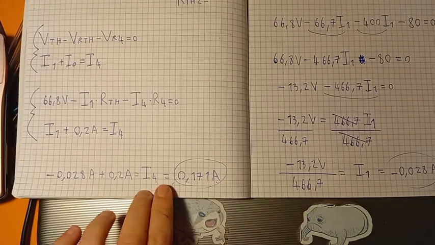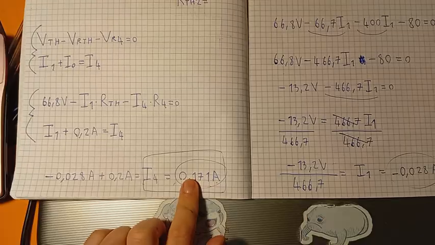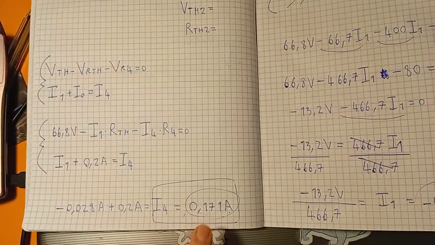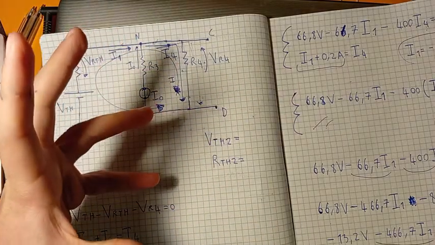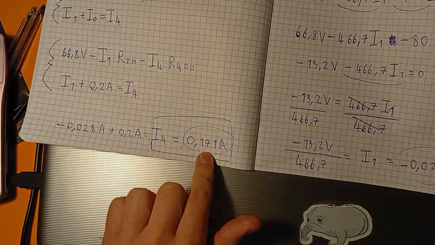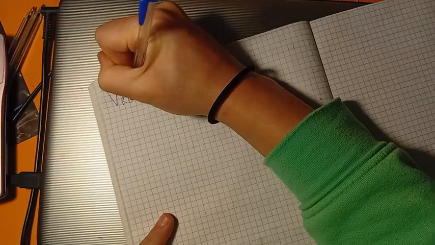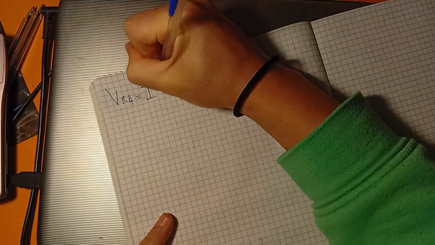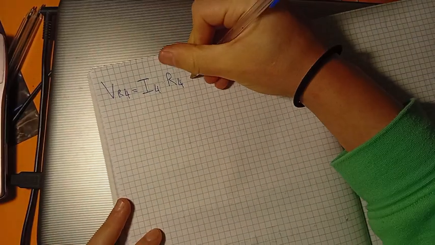Anyway, now we have I4. This is what we need. We have this current, so we can find the voltage drop on this resistor. This is what we are searching for. So since we have I4, VR4 is just I4 multiplied for R4. It's just this.